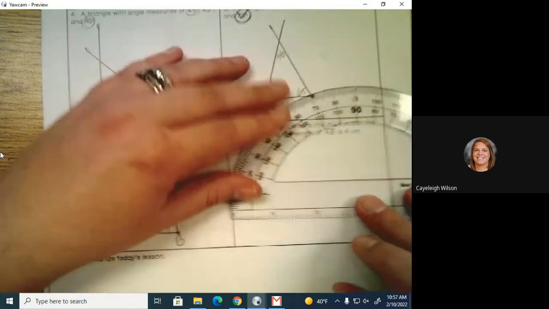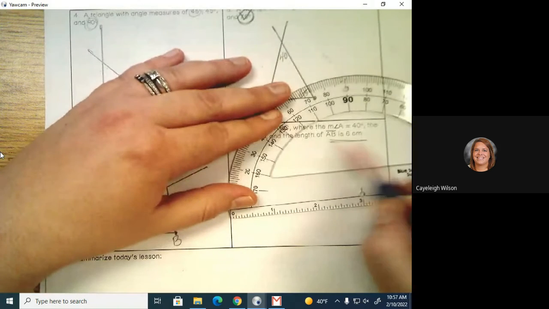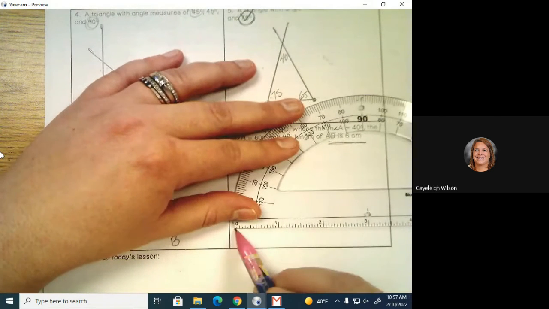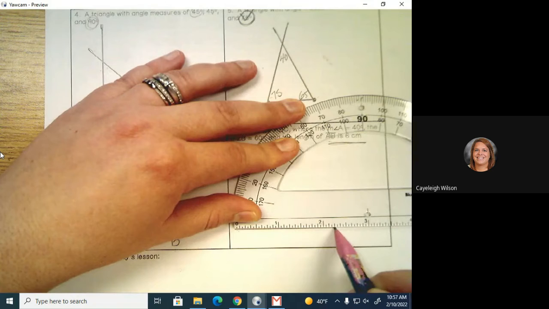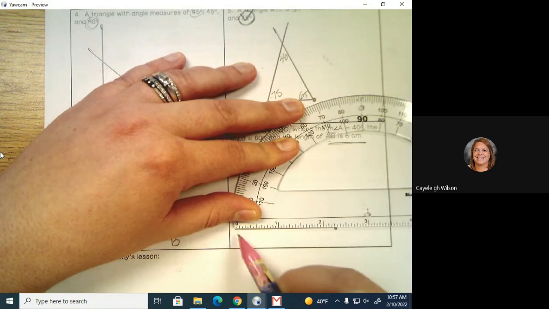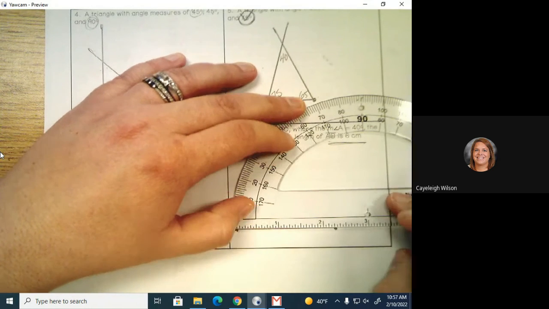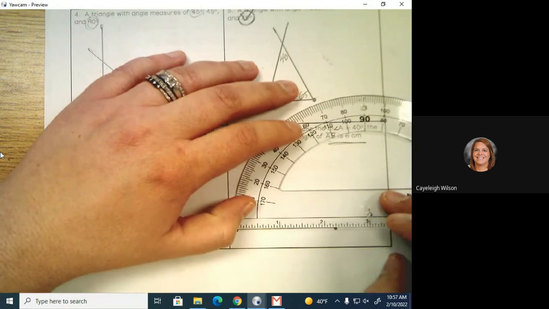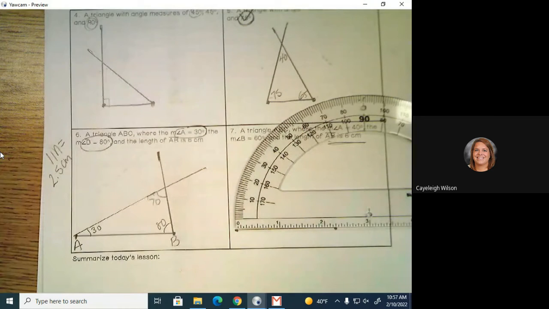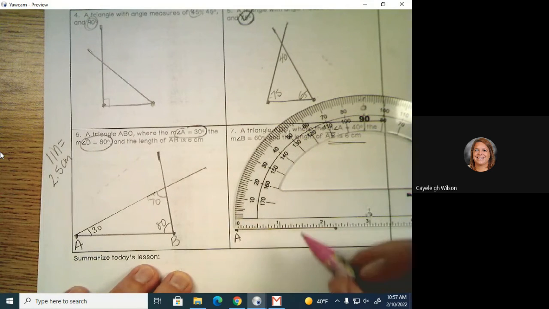So once again, on this other one, they tell you that AB is 6 centimeters. So remember I said 6 centimeters, just a little bit more than 2. All right. So I want you to draw that on there. So it's just a little bit more than 2. And then I want you to put angle A is 40 and angle B is 60.